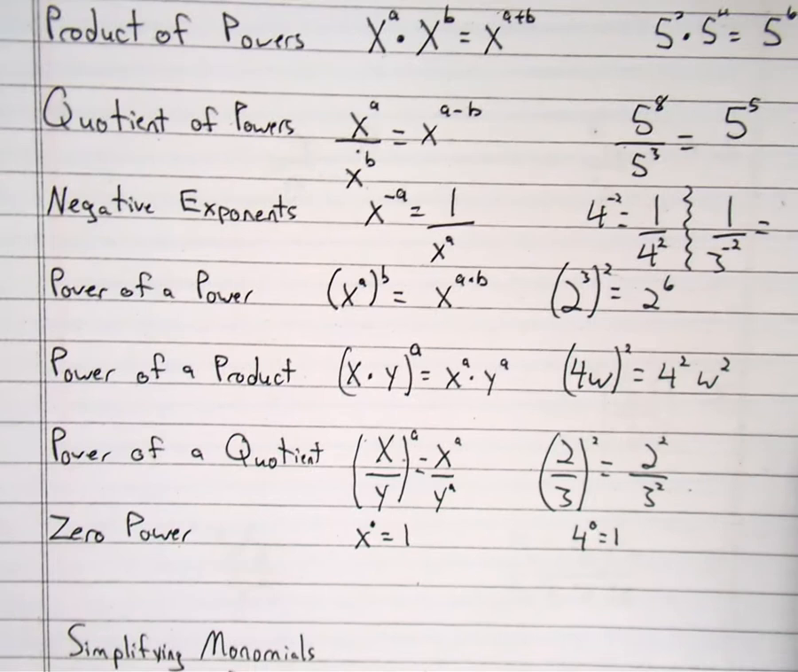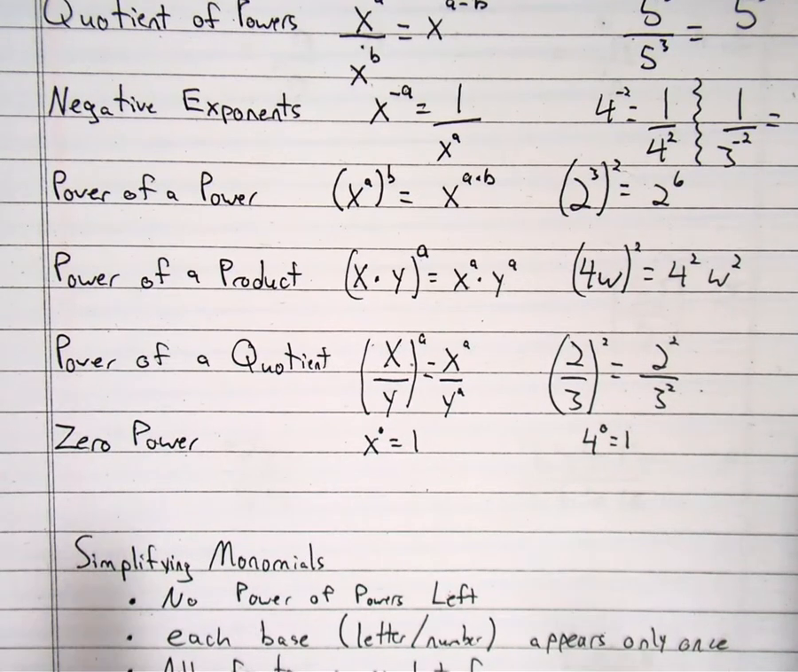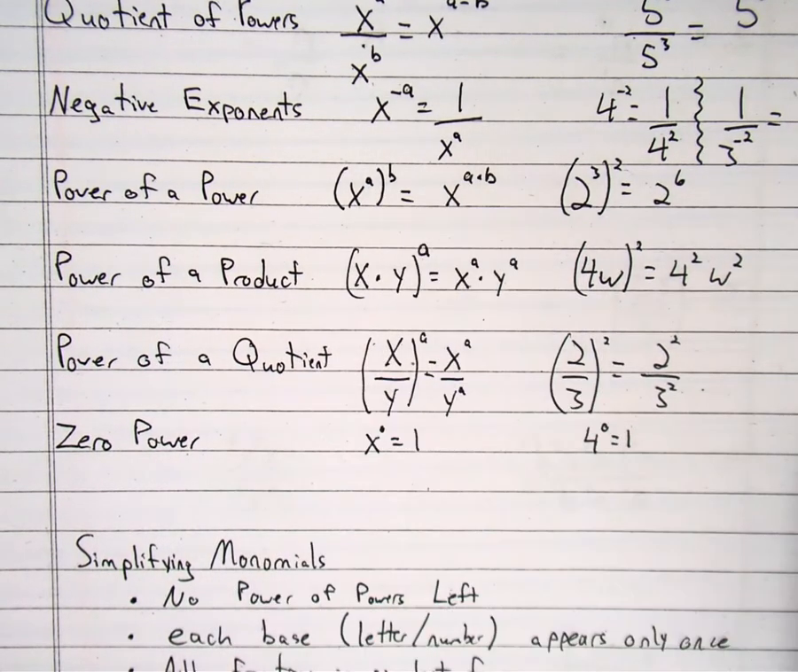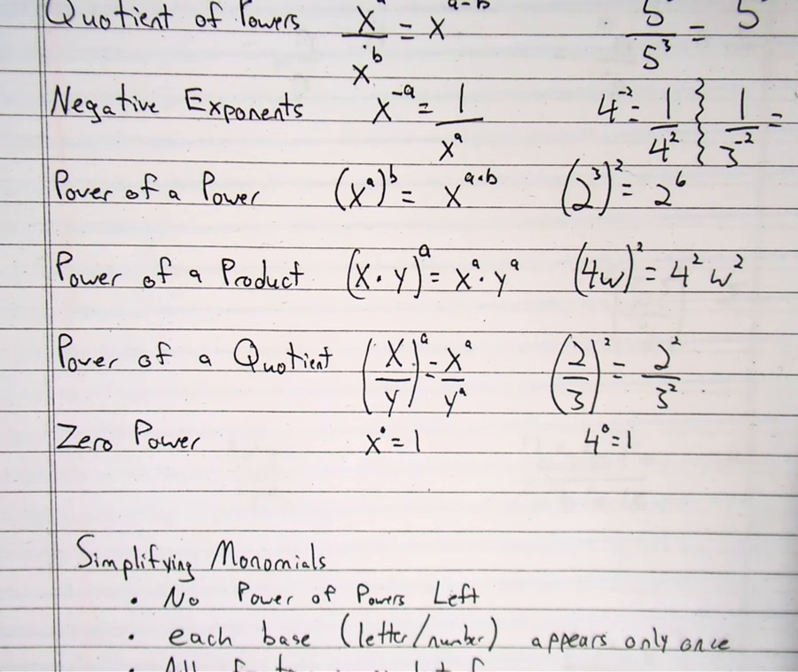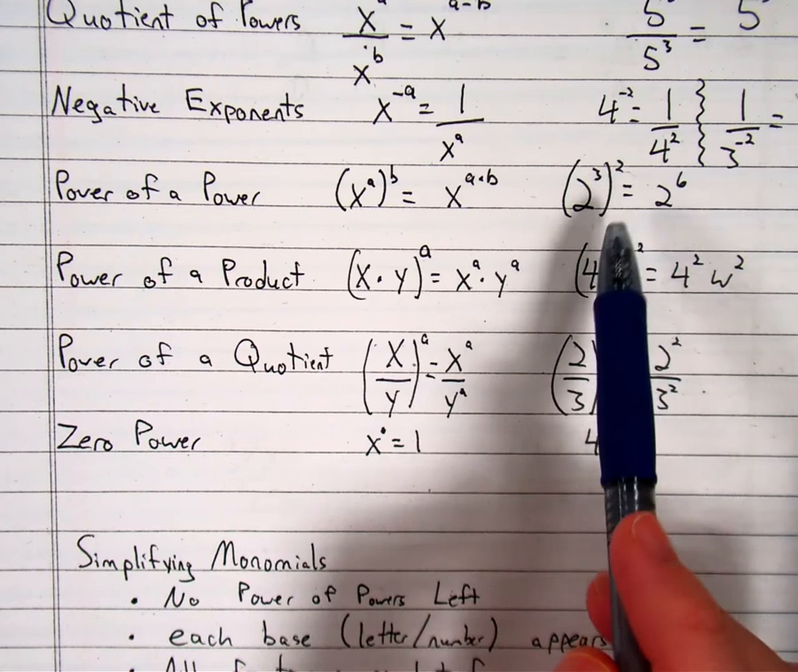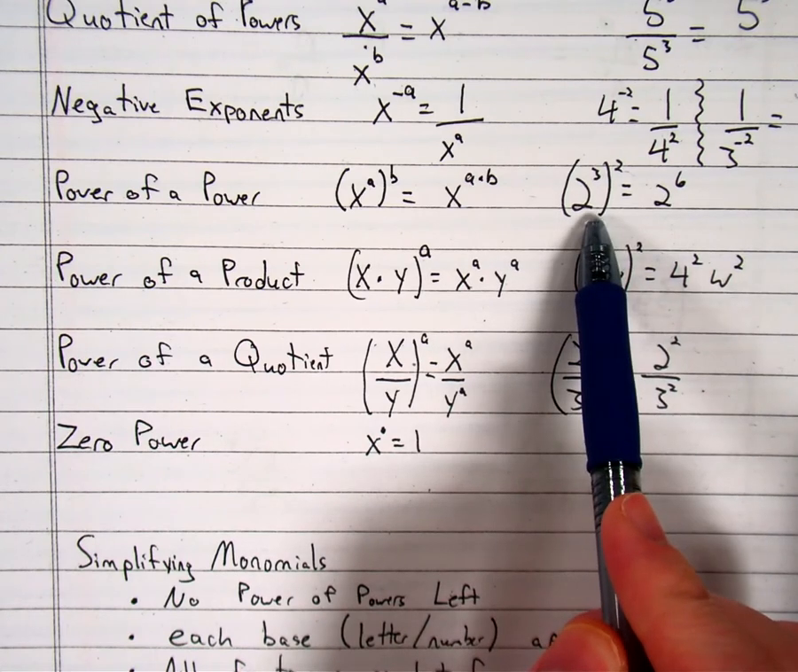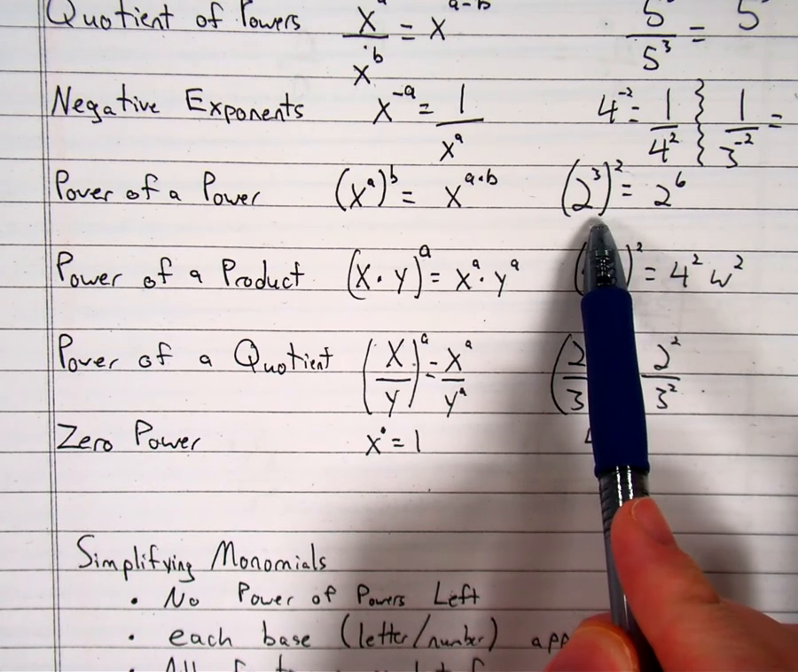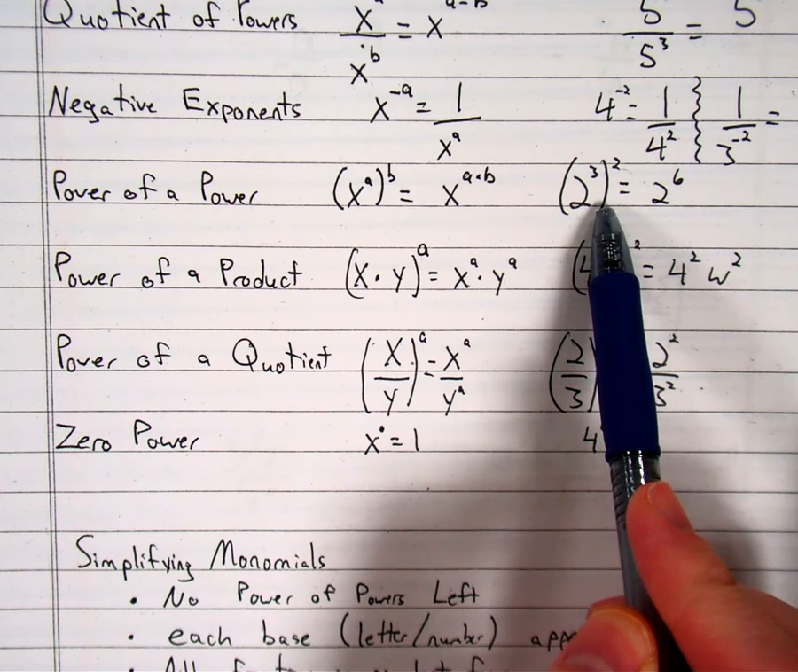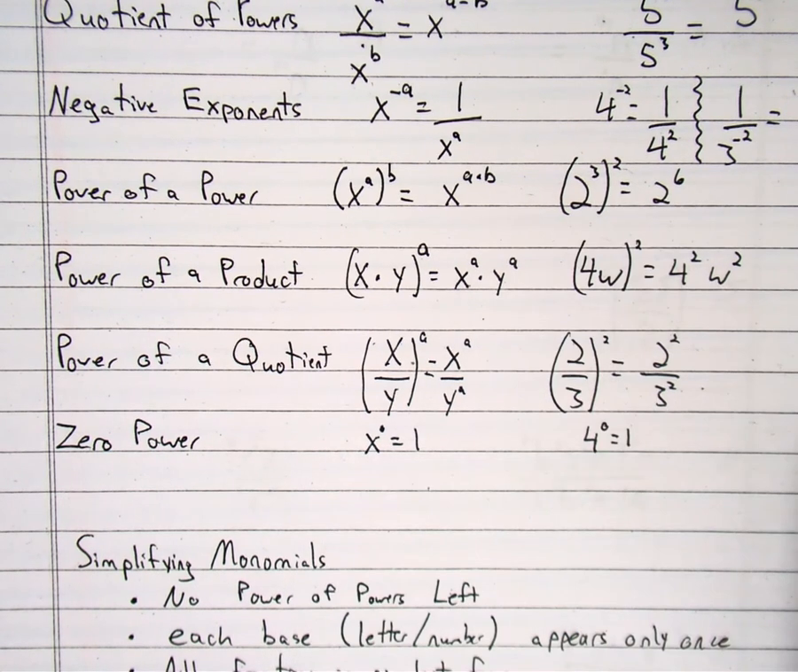Power of a power, power parentheses power. This is when we get to multiply the exponents. x to the a power, parentheses to the b power, is going to be x to the a times b. So we have 2 to the 3rd, parentheses squared. That is going to be 2 to the 6th, 3 times 2.